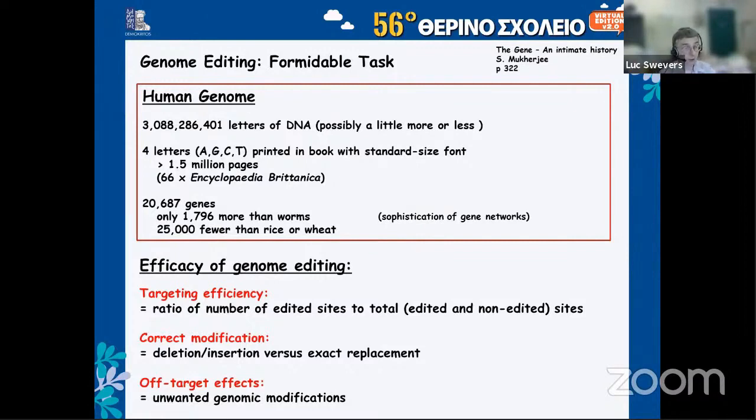A second issue is the correct modification. So whether you get a deletion or insertion for a knockout, for instance, versus an exact replacement. And it is often so that you can get a mixture of these modifications in an experiment or in a therapeutic outcome. And a third issue are the off-target effects. So the CRISPR system may not only bind to the site that you want, but can also bind to other sites and cause undesired effects.